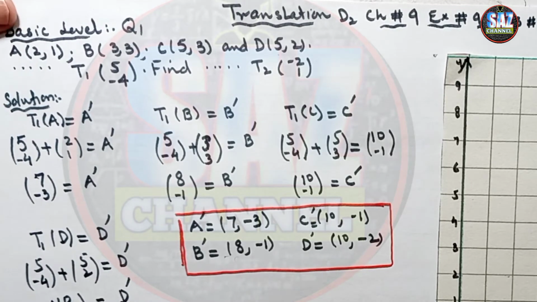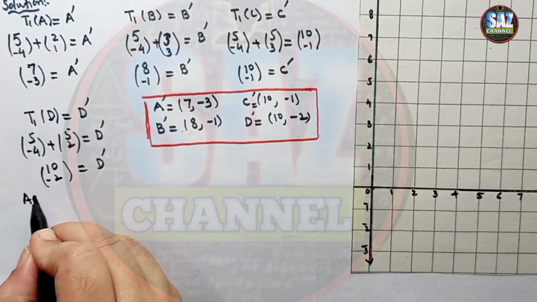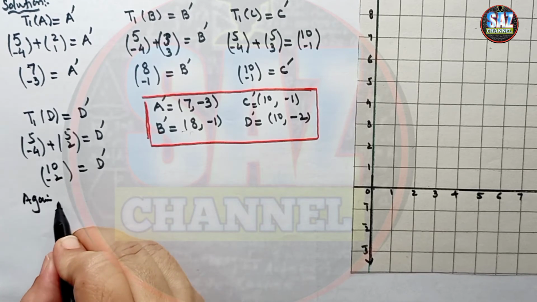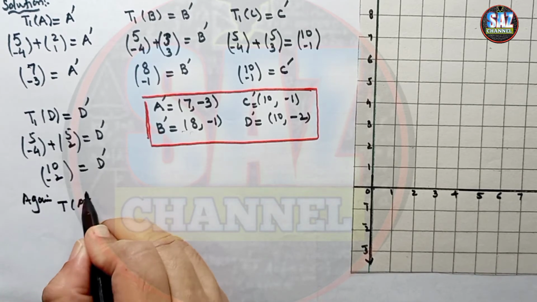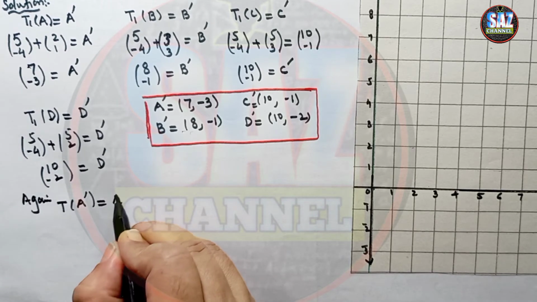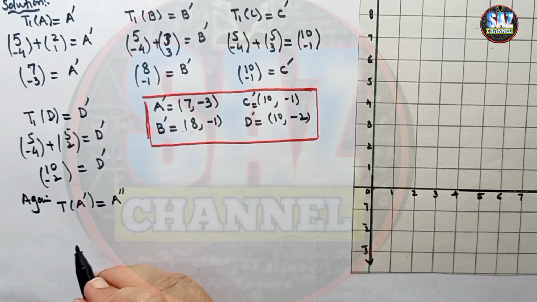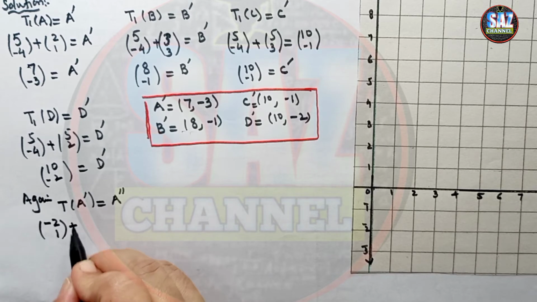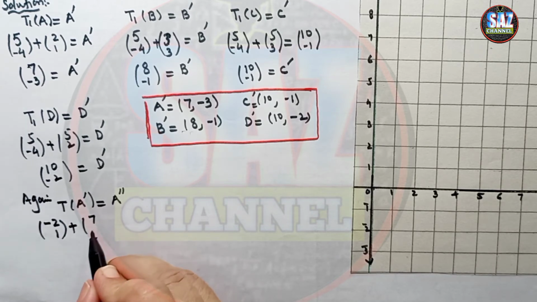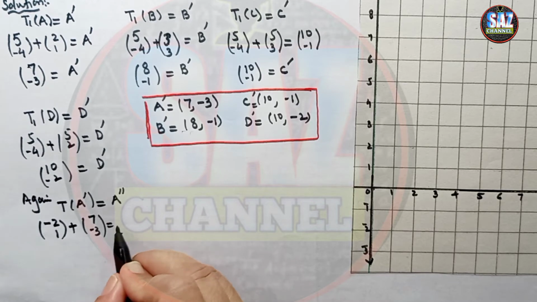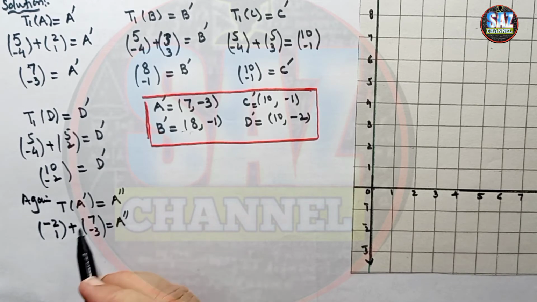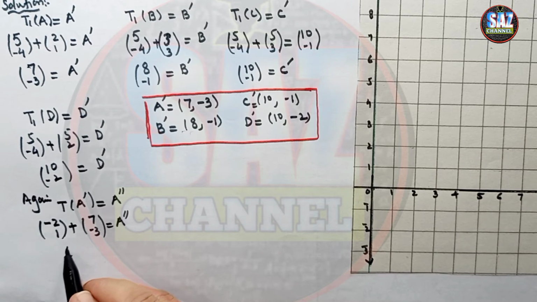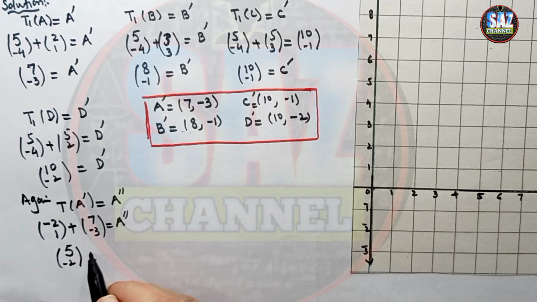Now again, T of A dash will be the new image A double dash. The new translation vector is (-2, 1), and that will be added to (7, -3), and A double dash will be: 7 minus 2 is 5, and 1 minus 3 is -2. So A double dash is (5, -2).